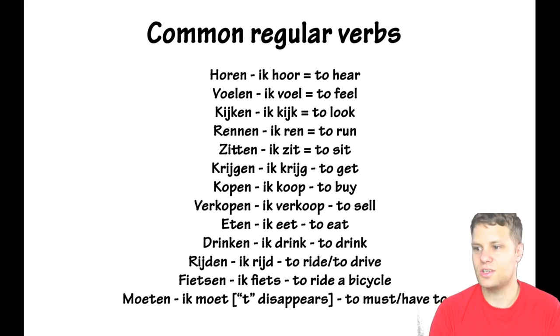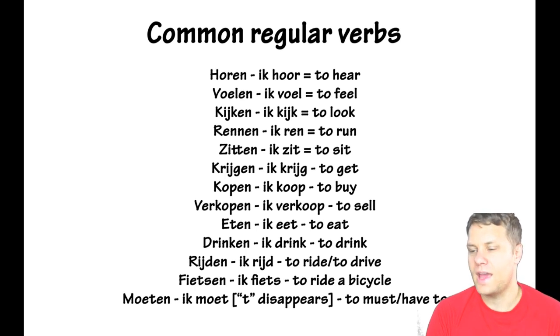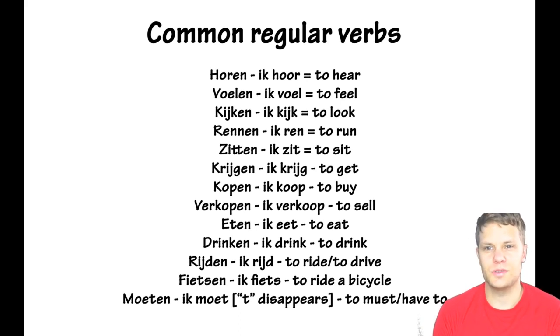Zitten, ik zit, to sit. So remember, it doesn't get an extra T. If you say hij zit, it doesn't become hij zitt. It just has one T. Krijgen, ik krijg, is to get. Kopen, ik koop, is to buy. And it would be good for you to memorize these verbs, because verbs are one of the basic elements of a language. And these are very common, to hear, to get, to buy something. Verkopen means to sell. Ik verkoop. Eten, ik eet, to eat. Drinken, ik drink, to drink.